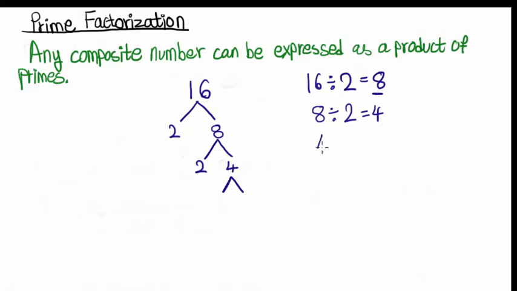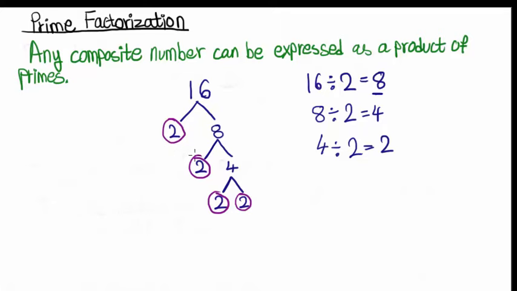In this case, 4 divided by 2 will give me 2. I can write this down over here like 2 and 2. I have this number over here, this number over here, this number over here, and this number over here. These 4 numbers are all prime numbers, even though they are the same prime number.